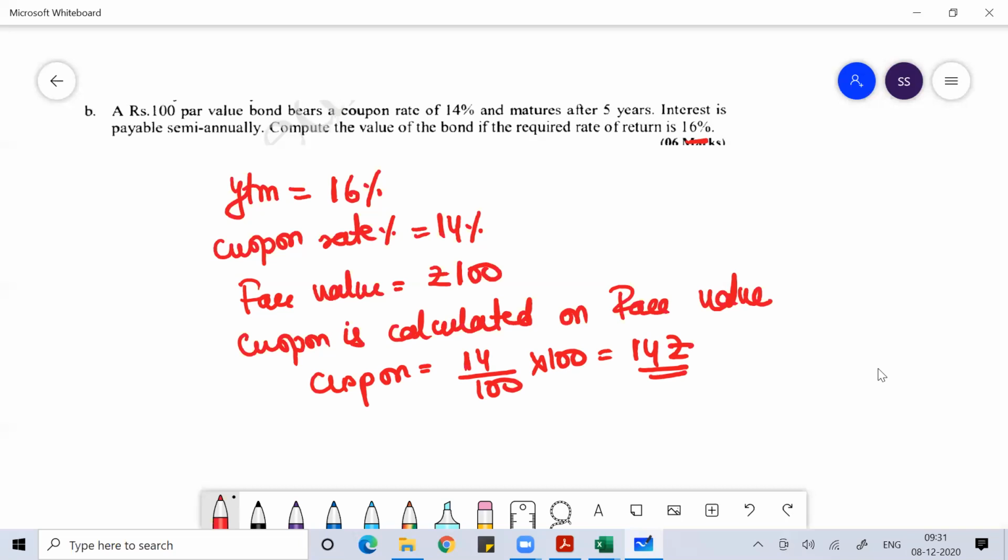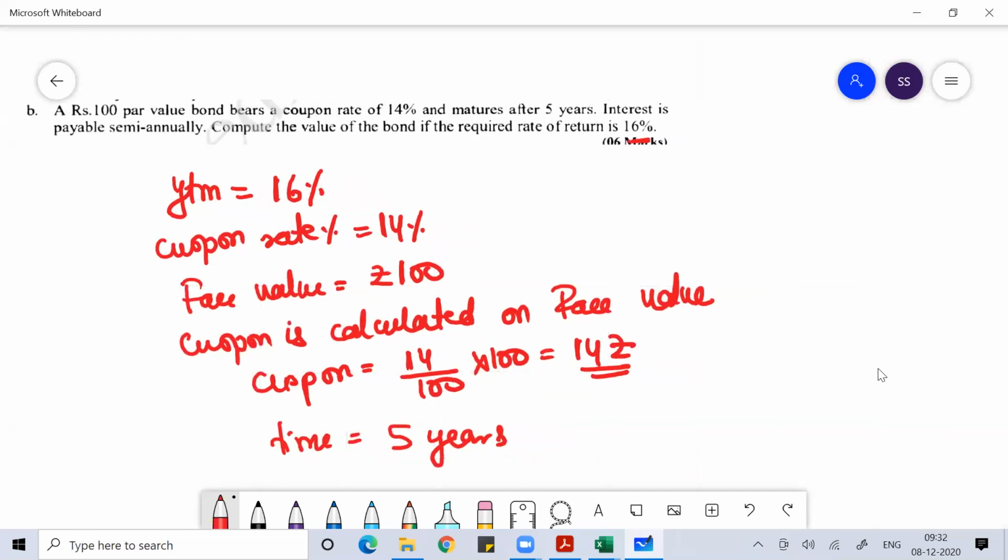Okay, everyone. Going further, the time period given to you is 5 years, so it matures after 5 years. Whenever we are discussing a debt instrument, it has a definite maturity. It matures after some period of time. When we talk about a debt instrument, the initial amount which an investor has to pay for getting the debt instrument is called the price of the debt instrument.